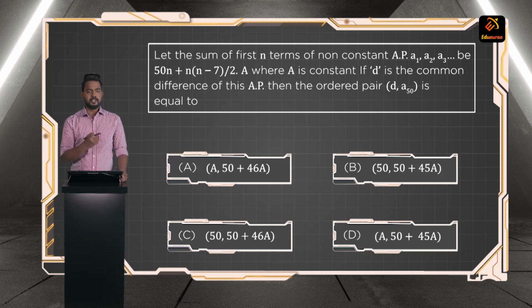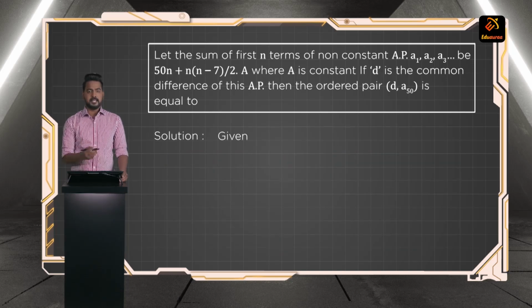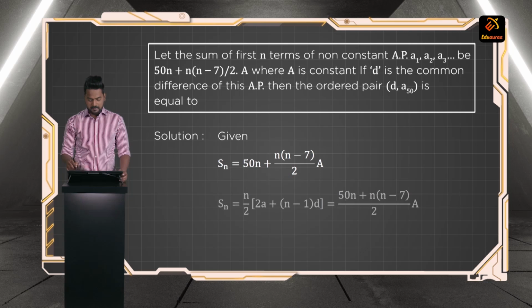So moving further with the solution part. The given expression is Sn is equal to 50n plus n into n minus 7, the whole upon 2, into A. So this is your Sn part. Now I know the formula for Sn is n by 2, the whole into 2A plus n minus 1 D, which will be equal to 50n plus n into n minus 7, the whole upon 2, into A.